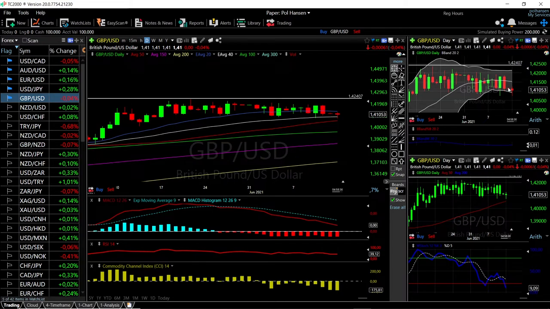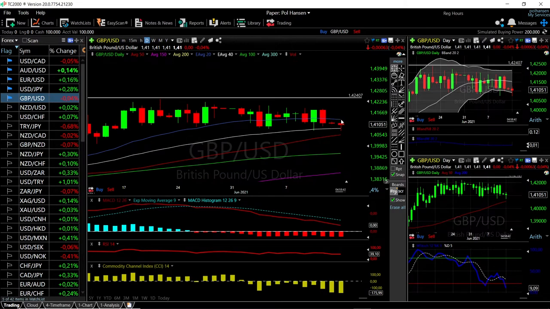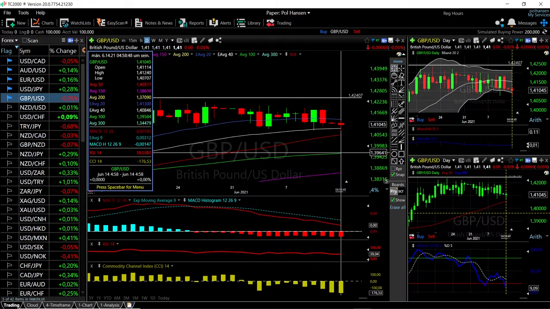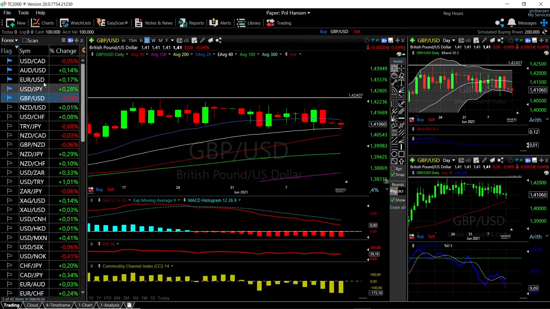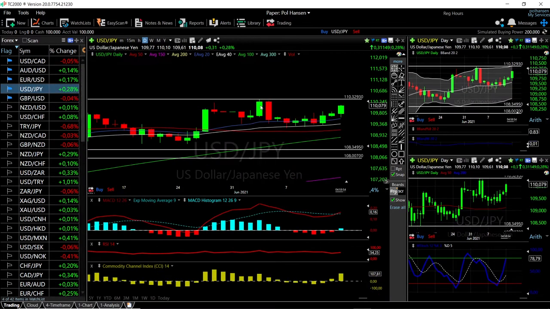So we did pierce the bottom of the Bollinger Band and then bounced. And yes, if we manage to break above the 20 exponential, then we could go back towards the 14.024. If we break below the 50-moving average, then we're looking at the 100-moving average at 13.96.